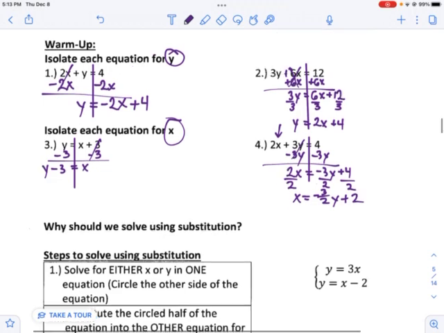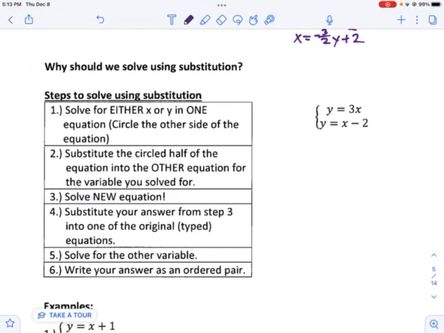All right, so why should we solve using substitution? In section 6.1, we solved systems using graphs. There were times when we got an exact solution from a coordinate plane, but there were other times, more specifically in word problems, where we had to estimate solutions from our graphs. And there's always a little bit of human error when you graph. So using substitution, or using algebra, will give us the exact answer.